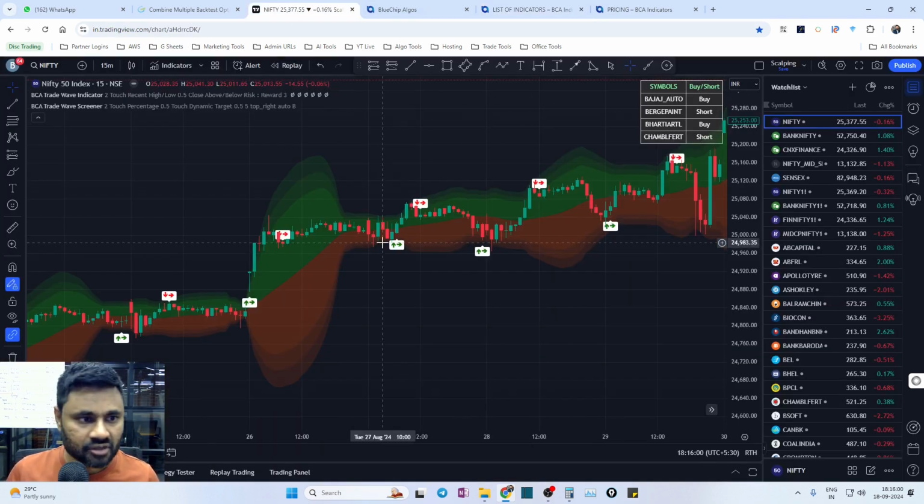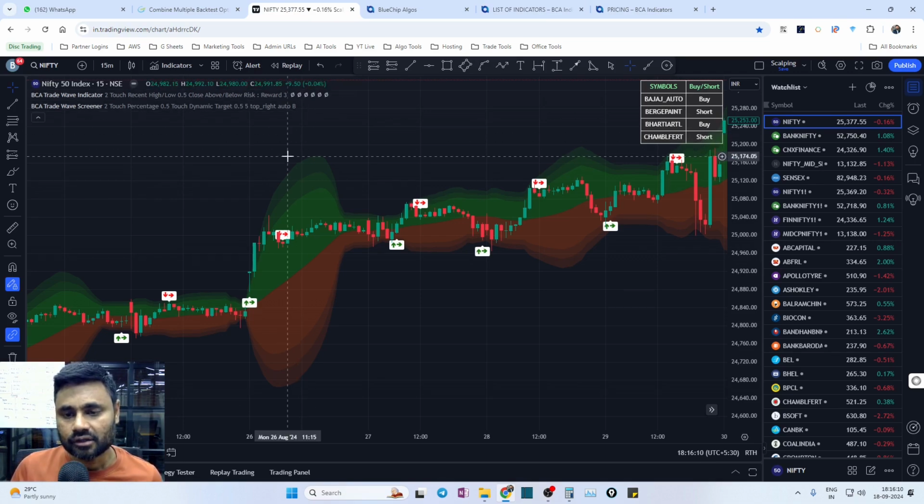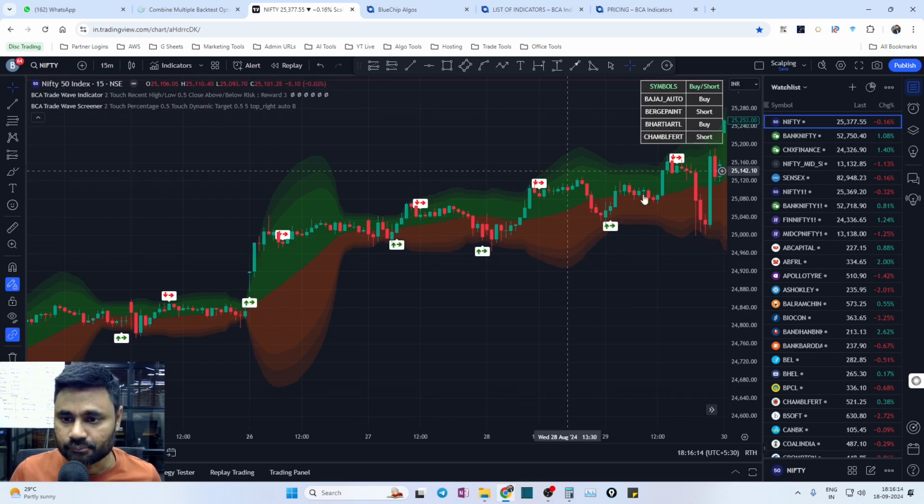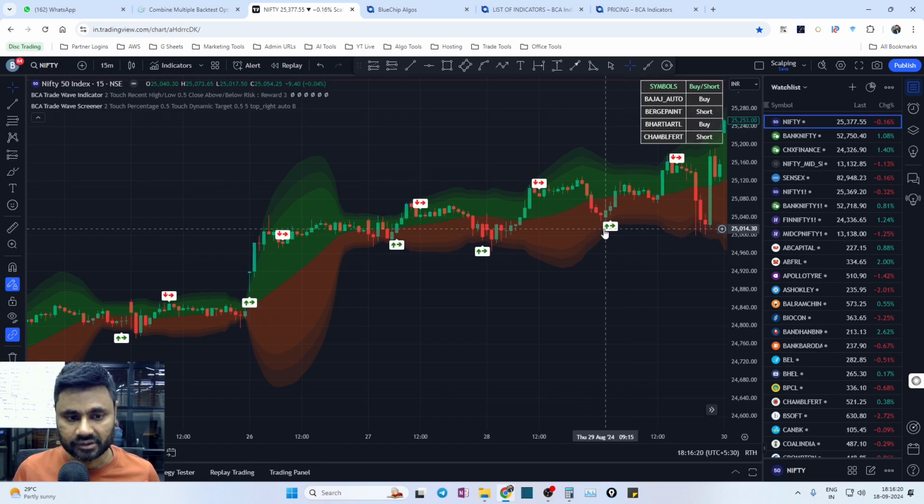Now, first let's see, BCA TradeWave Indicator is the name, and we have divided this into two parts. One is the indicator and the second one is called the screener. Generally what happens in TradingView is, when you apply an indicator, it is applied only to that particular symbol. And if you want to know whether a signal has appeared on any other symbol, then you have to scroll through each and every stock, right?